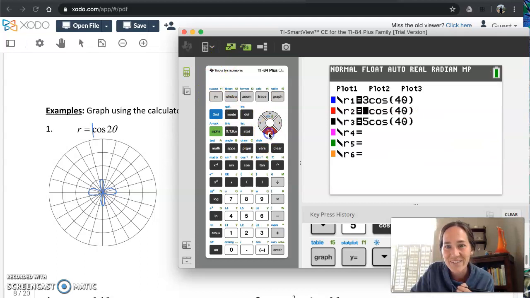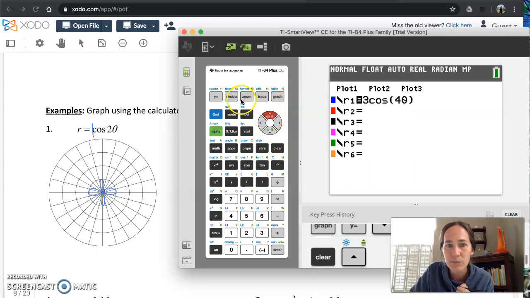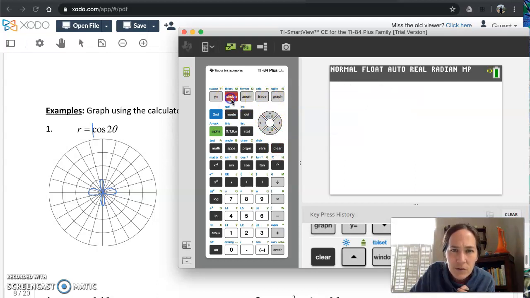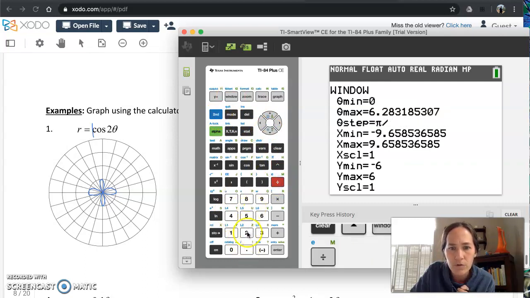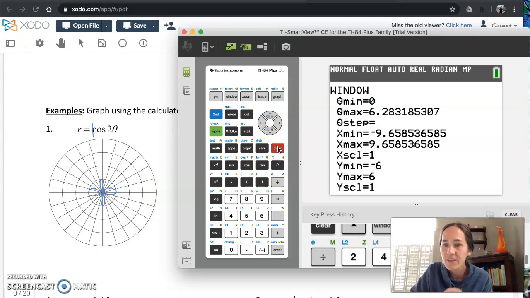Go back to y equals. Let me not bog the picture down. Let me clear out the second and third equations and just go back to this plain graph. I'll go back to window, and I won't go crazy with the theta step. I'll just do pi over 24 again. Something I haven't done. Let's make the theta step bigger and see what that does to this.